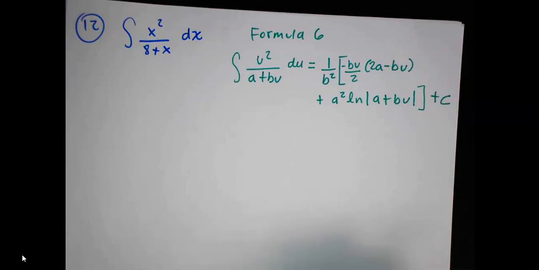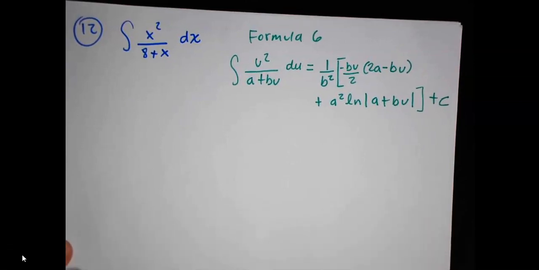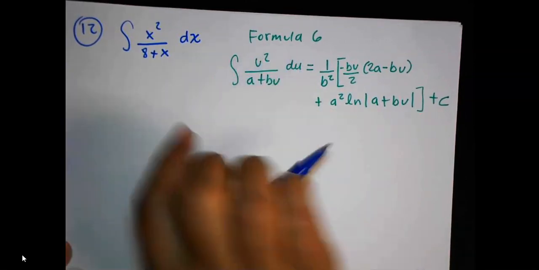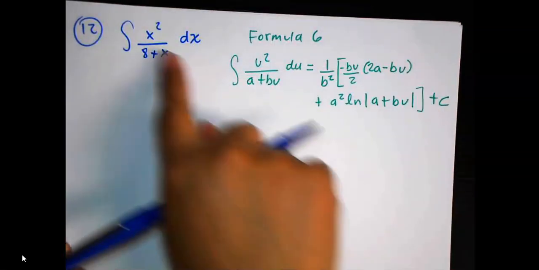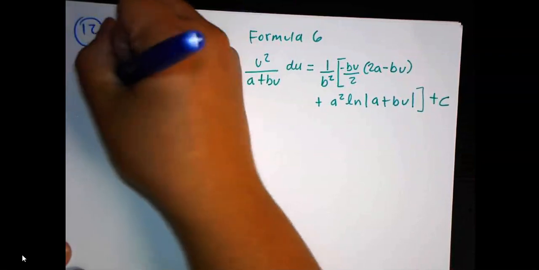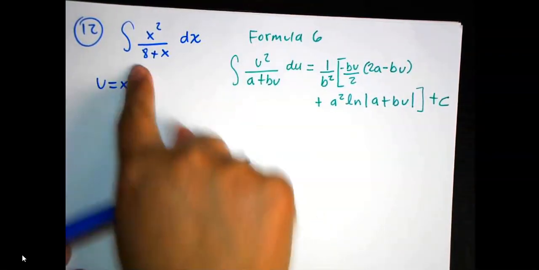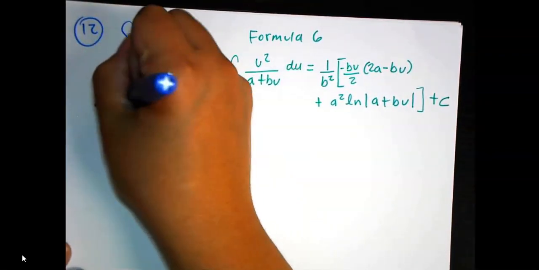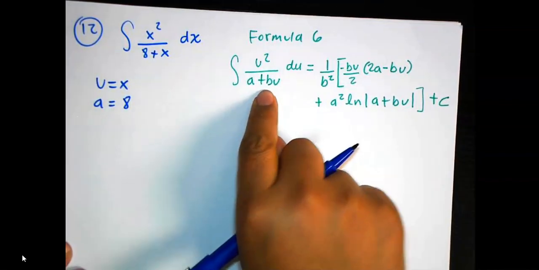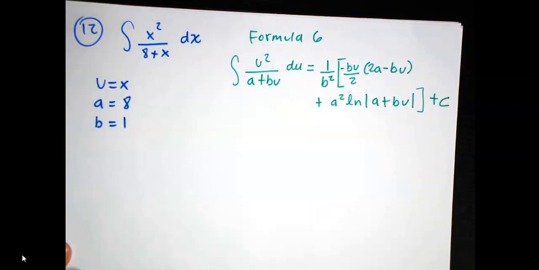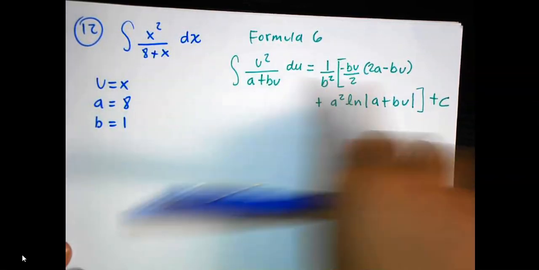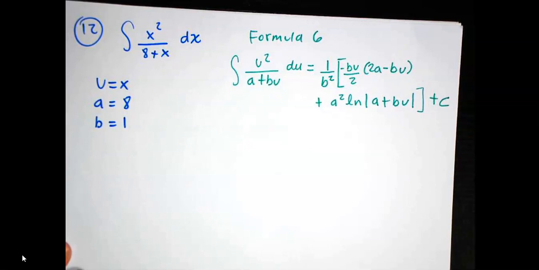Number 12 says to use a formula. So you look at the formulas that I have uploaded. So I found that formula 6 matches this one. So let's figure it out. So u will be my x, right? u is my x. a is 8. The coefficient in front of the x is b, which in this case is 1.